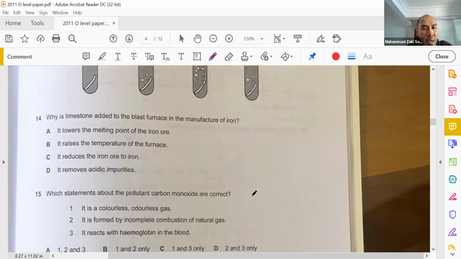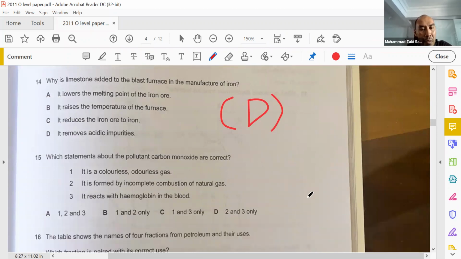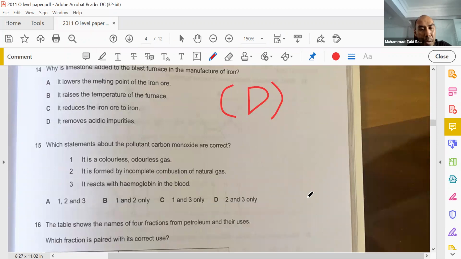Next question, 14. It's quite easy. Why is limestone added? This is easy. It removes acidic impurities, just like an N-level question. Question 15. Which statement about carbon monoxide is correct?